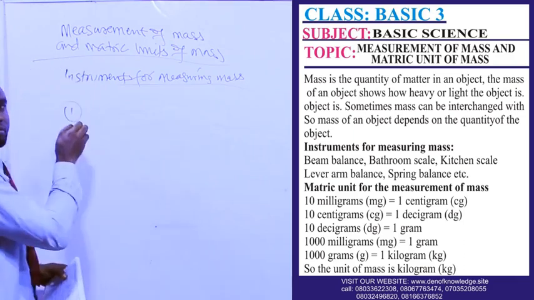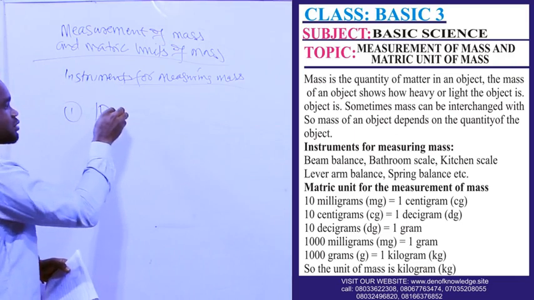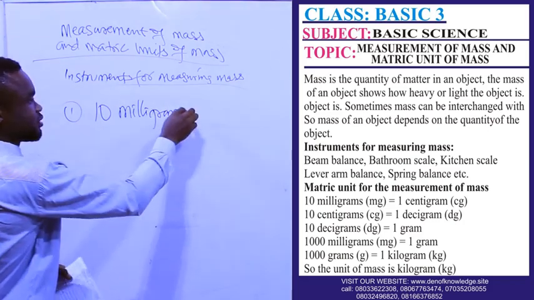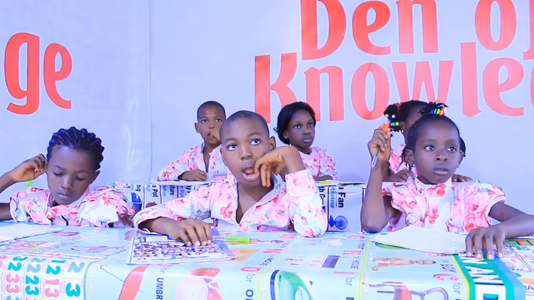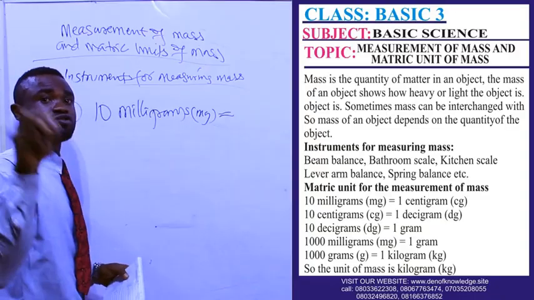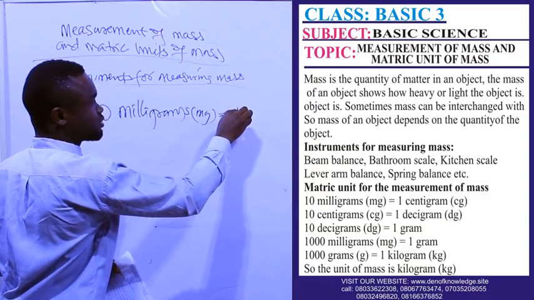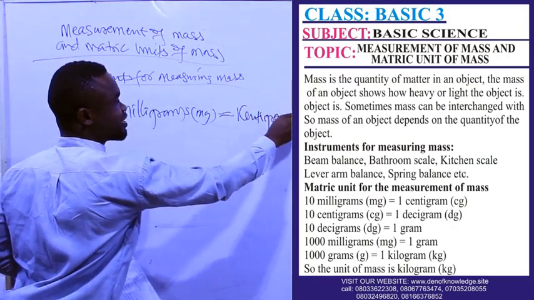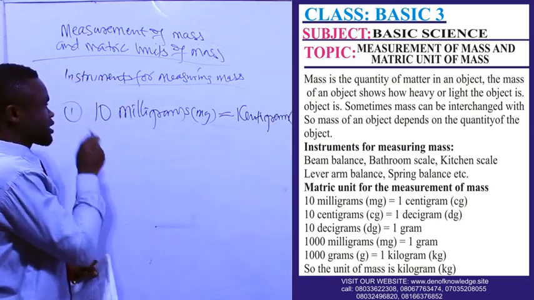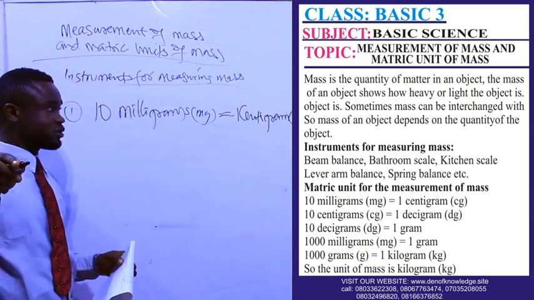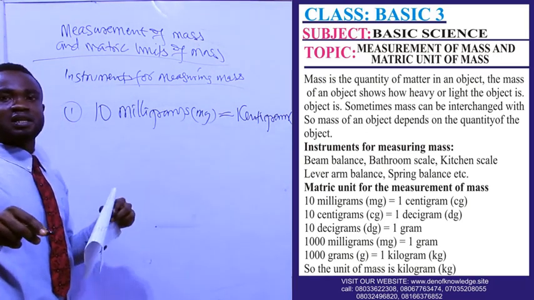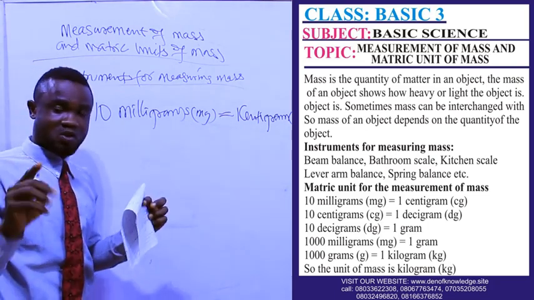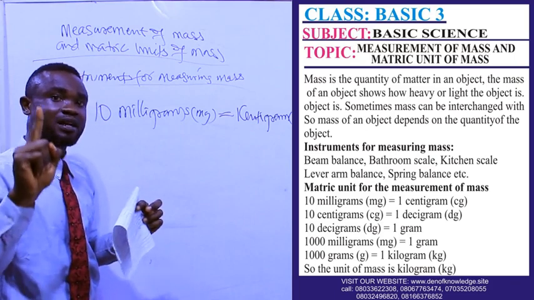10 milligrams, mg, is equal to 1 centigram. 10 milligrams will give you 1 centigram only.